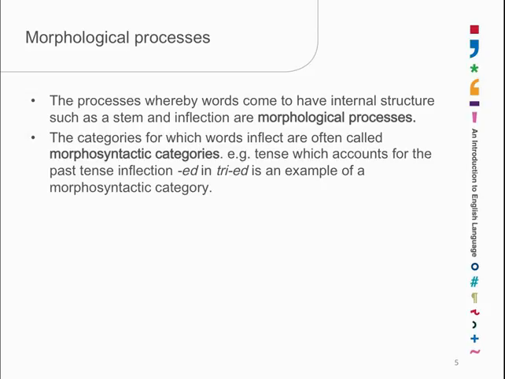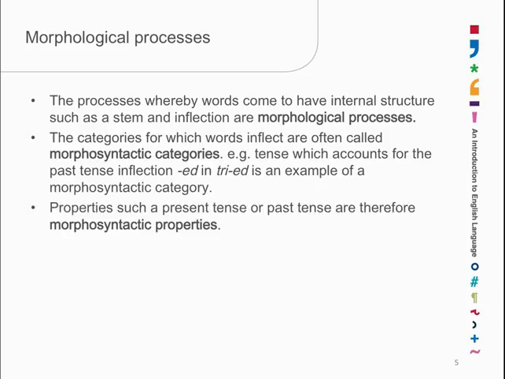In English, there are relatively few morphosyntactic categories. In English, for example, there is tense. Tense is a category that is responsible for the fact that English has past tense inflection, so you can put a past tense on try and get tried, and tense is a morphosyntactic category, and in the case of tense there are two properties, either present tense or past tense. The present tense is what you get when you add no inflection at all, and the past tense is what you get generally when you add ed.